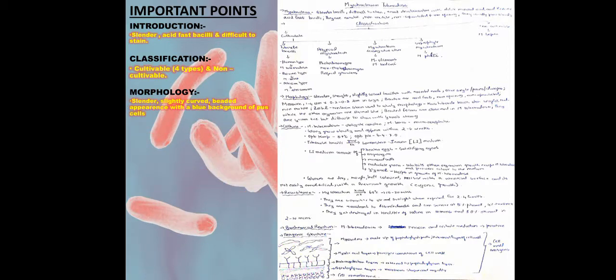Coming to the morphology, the main points are its slender, slightly curved, beaded appearance with a blue background of pus cells, and it's single or occurs in pairs. Coming to the cultural characteristics, the temperature is 37 degrees Celsius, the pH is 6.4 to 7.2, and LJ, that is the Lowenstein-Jensen medium, with its 5 contents, is an important MCQ.